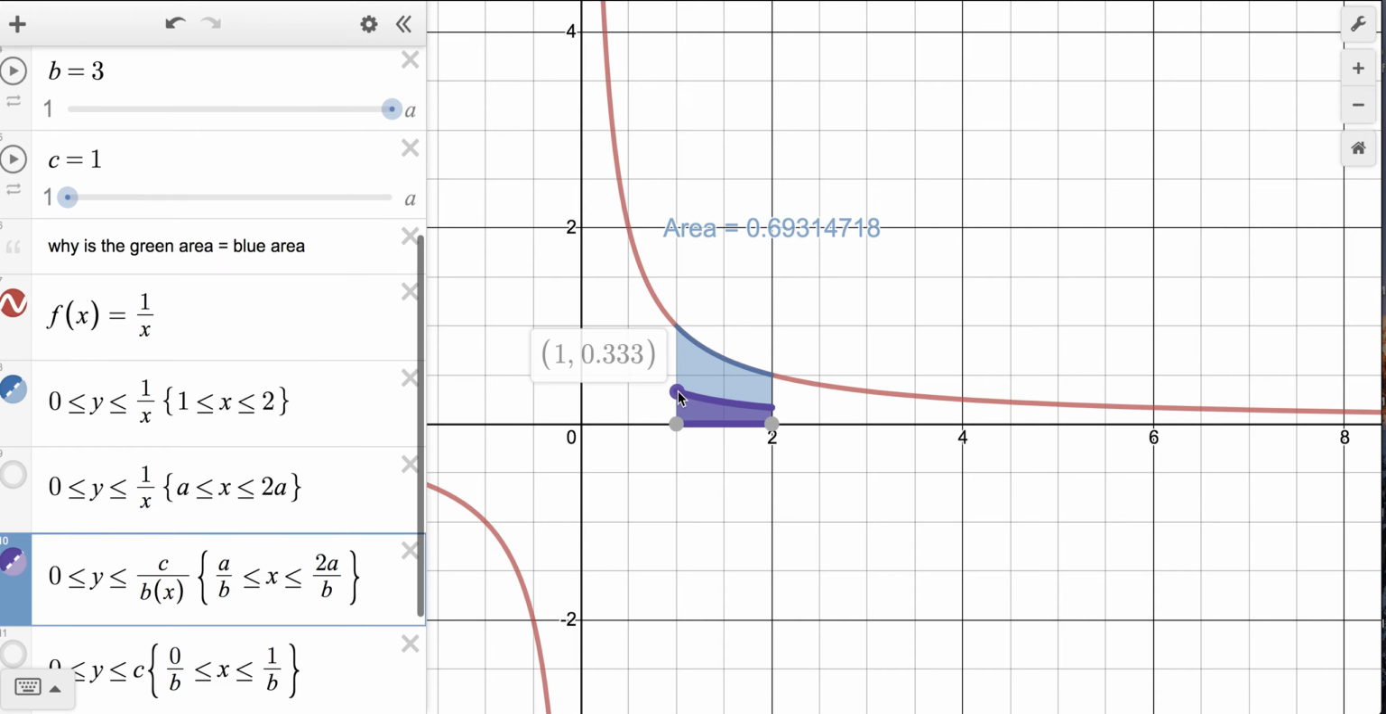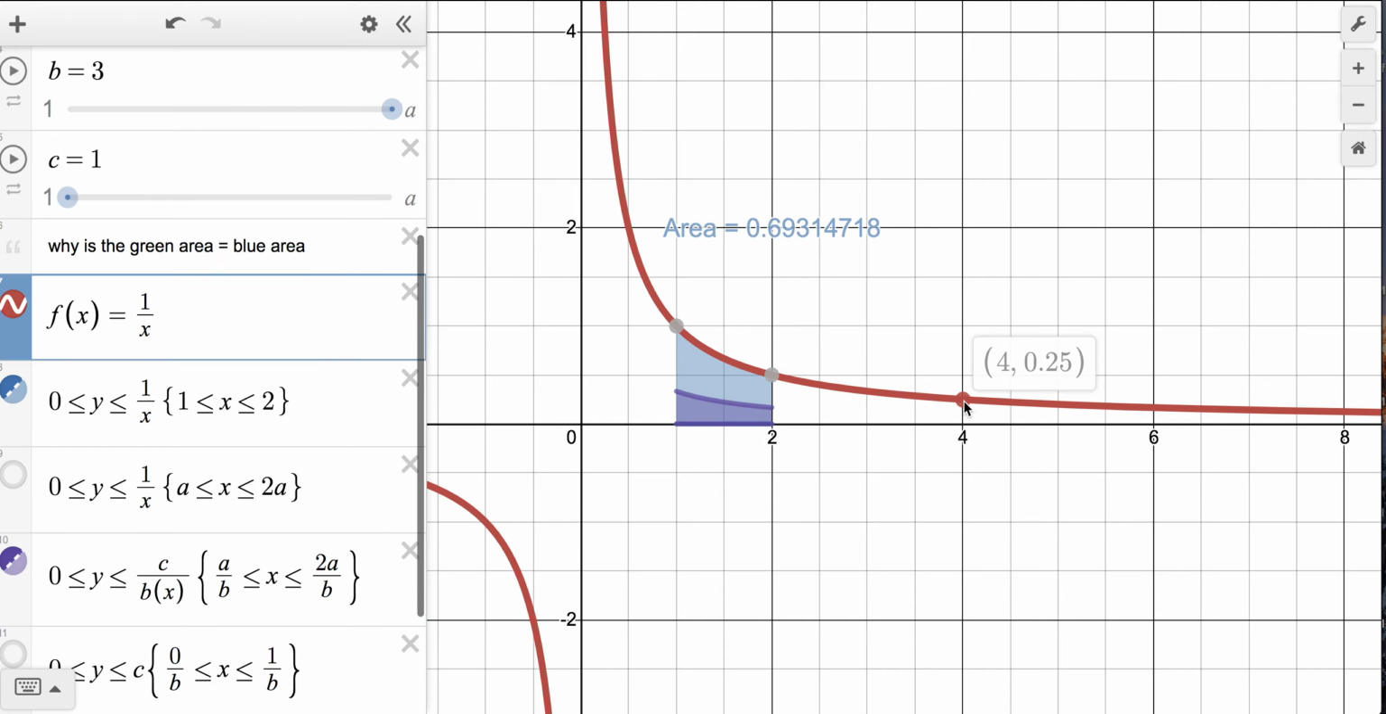So the height is still the same. The height is 0.3. That was the height over here. I think we started at 3. So the height's going to be the same. And so what I did was I scaled down by a factor of 3. Obviously my area got smaller because I did that shrinking.